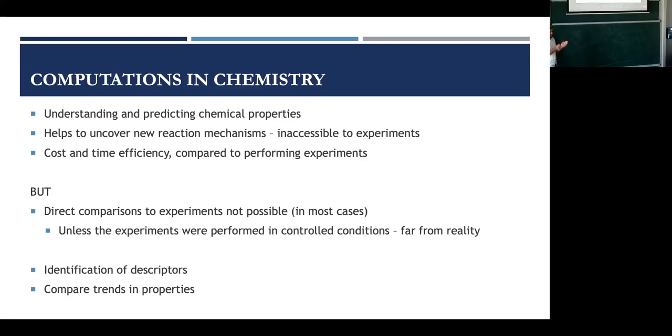Instead of absolutely comparing one computation with an experiment, since we have the opportunity to perform computations for a few of the chemical reactions, we can perform the computations and then basically compare the trend. So that's what is useful in chemistry as well.